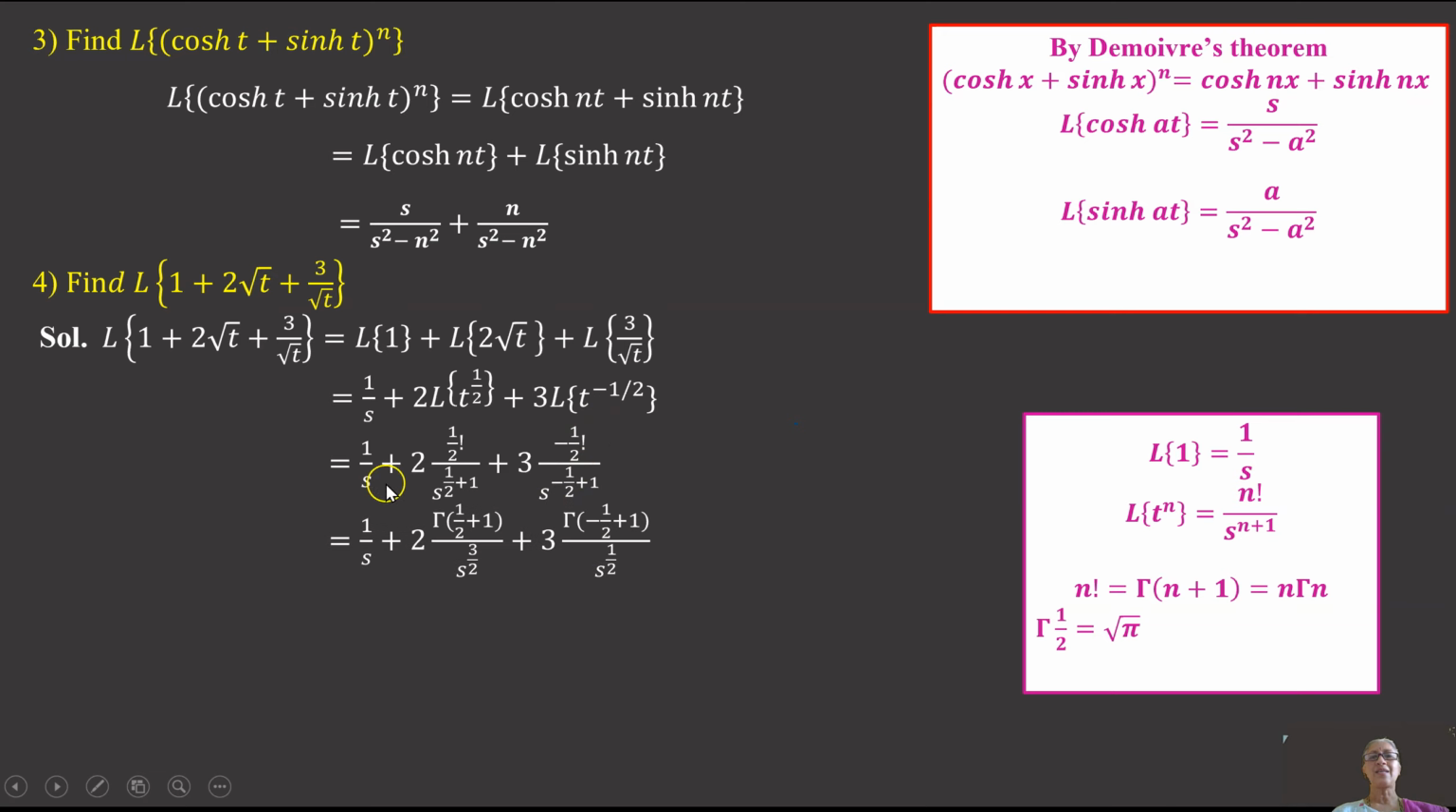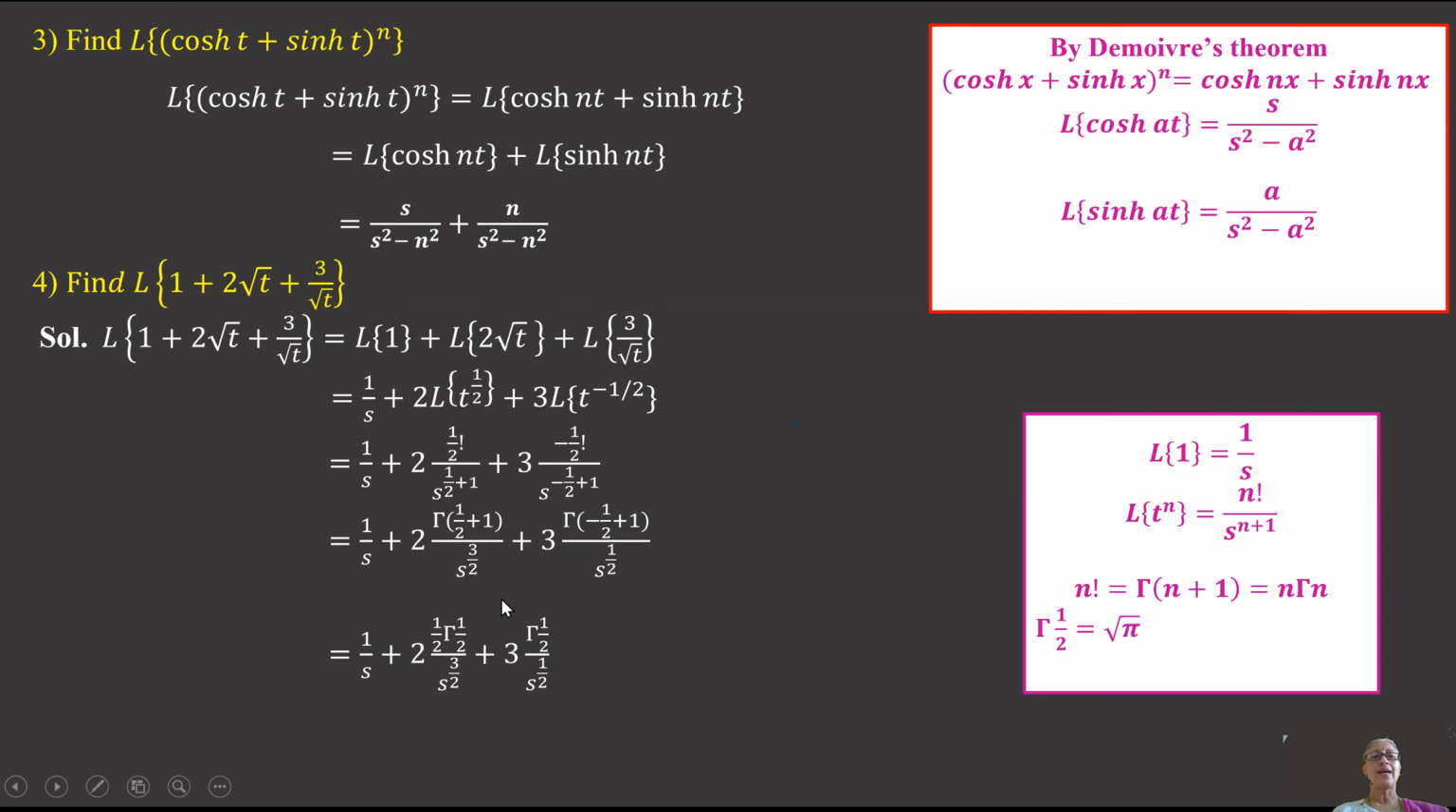Now, first term as it is, no change, 1 by s plus 2 into, here n factorial equal to gamma n plus 1. So we have applied that formula here in both the numerators. Here gamma of (1 by 2 plus 1) upon s power (1 by 2 plus 1) gives 3 by 2, plus 3 into, here gamma (minus 1 by 2 plus 1) upon s power (1 by 2). Minus 1 by 2 plus 1 gives plus 1 by 2.